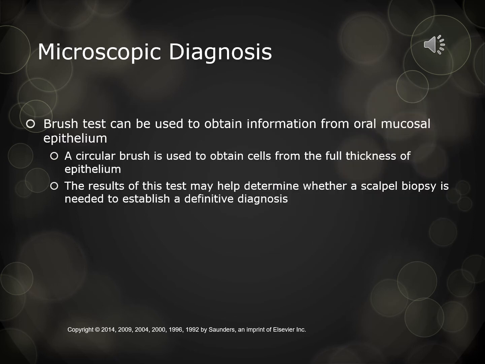A brush test can be used to obtain information from the oral mucosal epithelium for a microscopic diagnosis. A circular brush, which is usually stiff, is used to obtain cells from the full thickness of the epithelium. The results of this test may help determine whether a scalpel biopsy is needed to establish a definitive diagnosis.